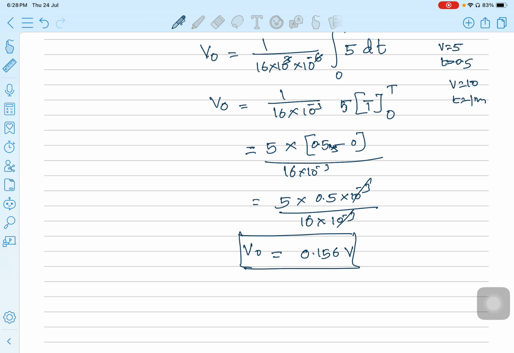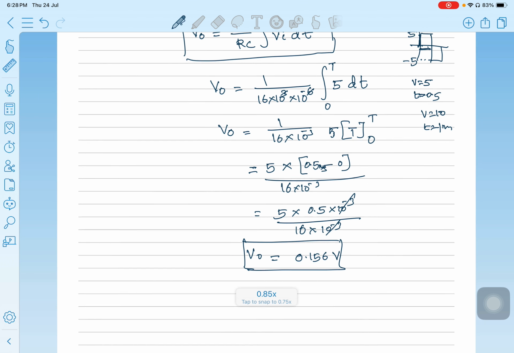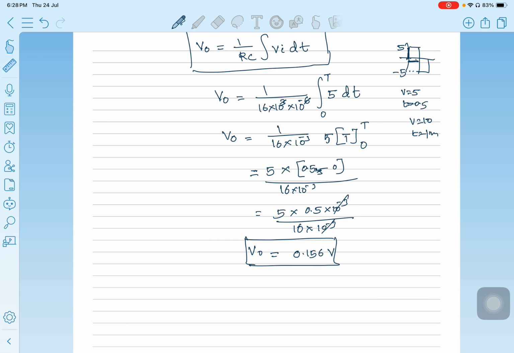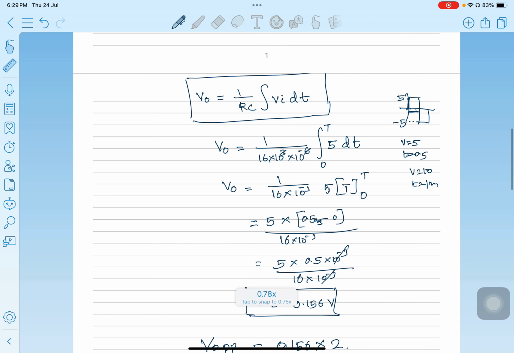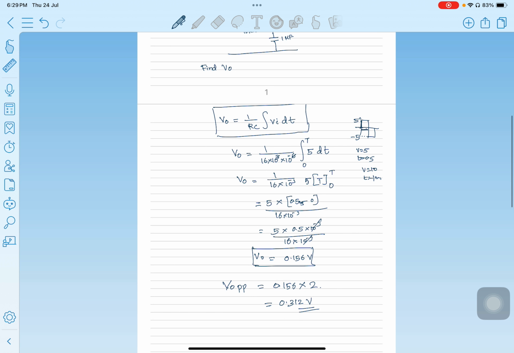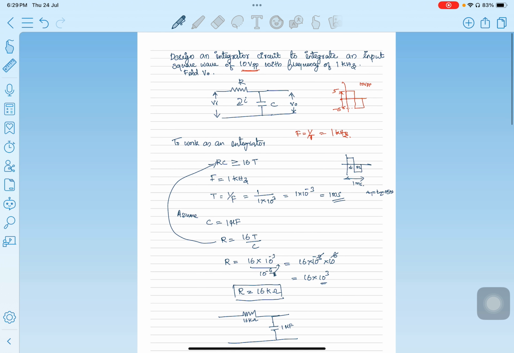This is in case of the half cycle, okay. And if you want the output voltage for a full cycle, then we can write V out PP, the peak to peak output voltage, is equal to 0.156 into 2. So you will get around 0.312 volt. So this is the problem solution for the integrator. I hope you understand.